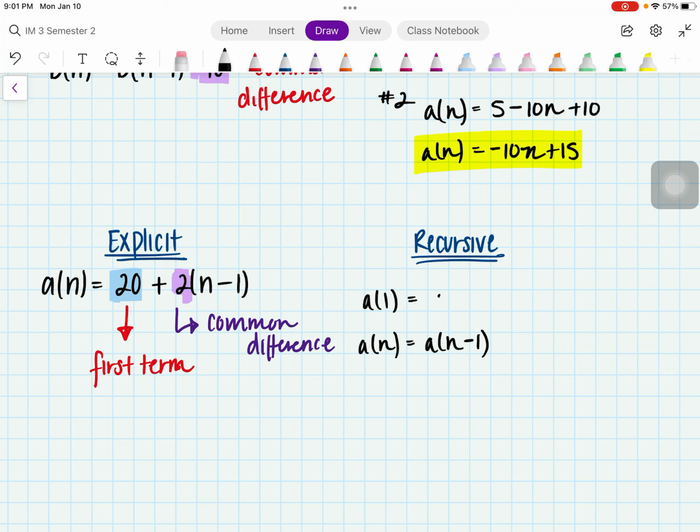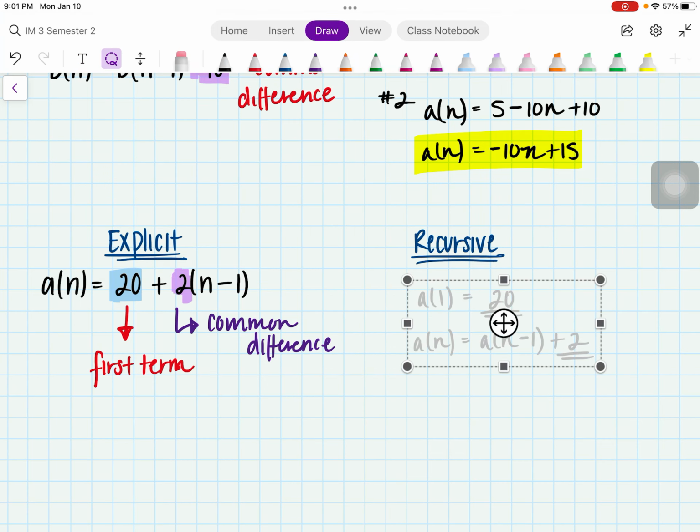Common difference. So let's go ahead and write that down. First term here is 20 plus 2 here, which is our common difference, and that's all we wanted to find.